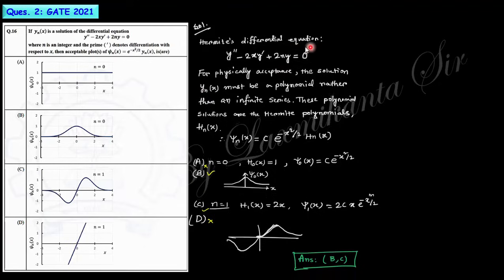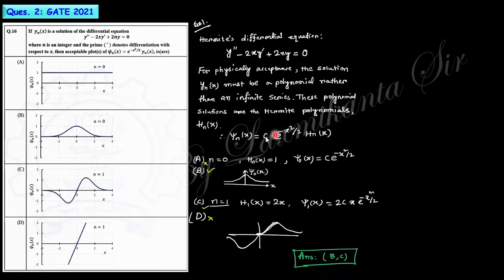Next question says, if yn is the solution of this differential equation, which is the Hermite equation, n is an integer and prime denotes differentiation with respect to x, which of the plots of psi(x) are correct? The solution of this equation is the Hermite solution, that is c exponential of minus x square by 2 times Hn(x). Now if we take n equals 0, then H0(x) is 1, so this will be the Gaussian function. Its distribution is like that. So option B is correct, A is incorrect.